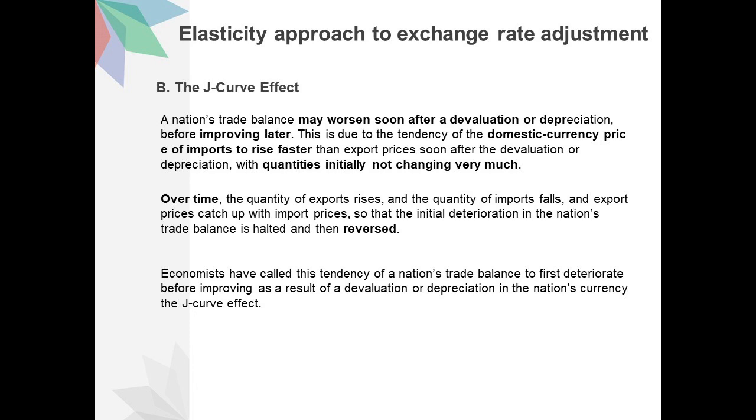Export prices catch up with import prices, so that the initial deterioration in the nation's trade balance is halted and then reversed. Economists have called this tendency of a nation's trade balance to first deteriorate, before improving as a result of a devaluation or depreciation in the nation's currency, the J-curve effect.